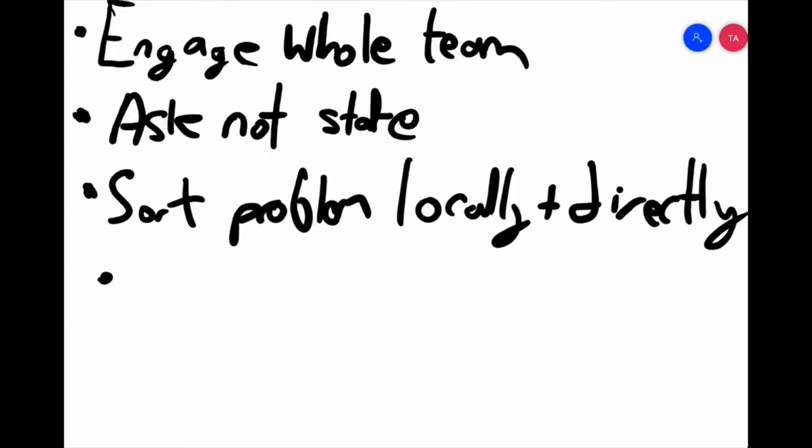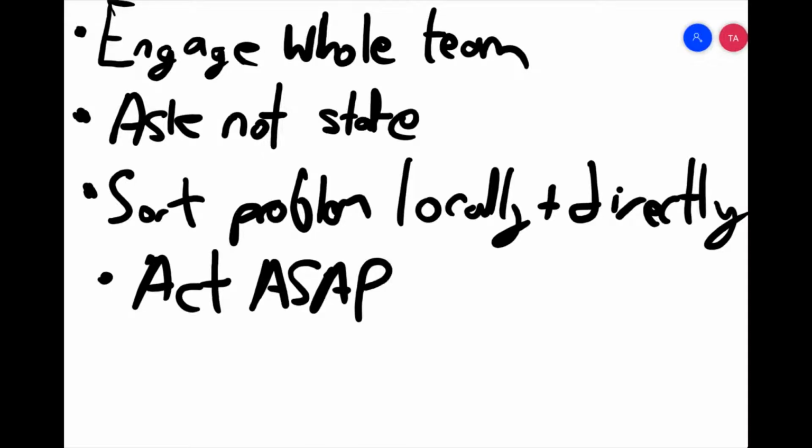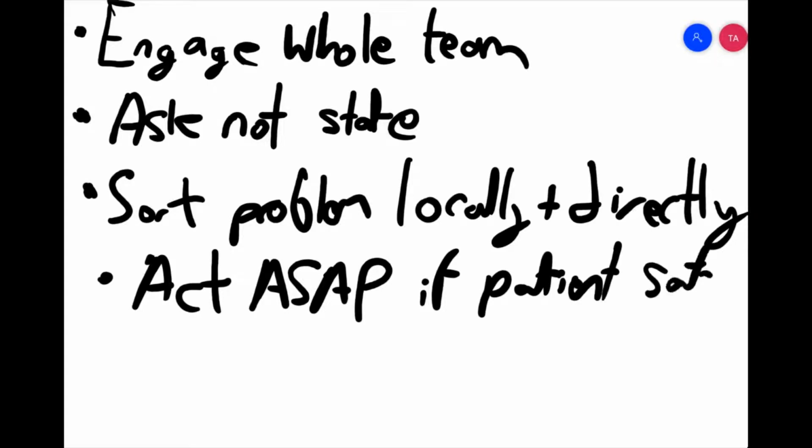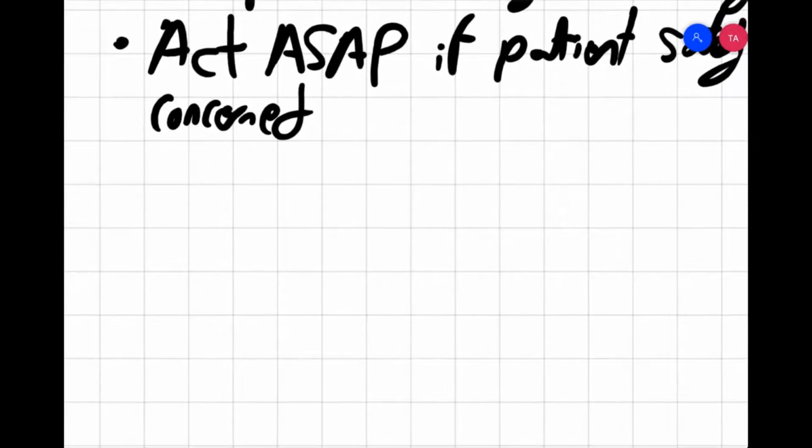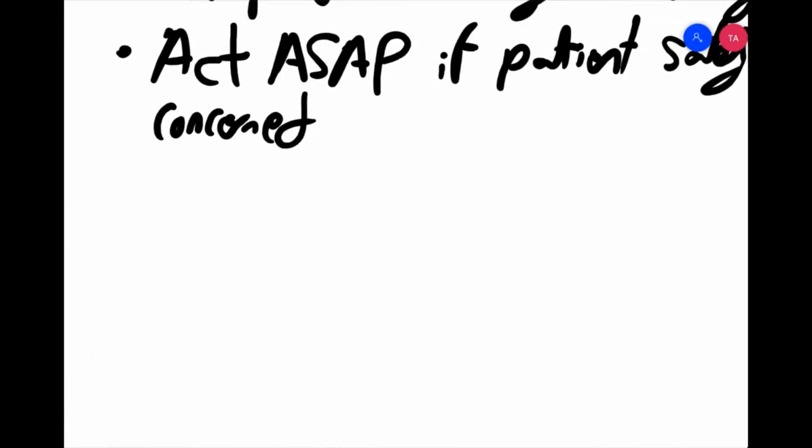Next, if patient safety is concerned or patient confidentiality is concerned, you should act as soon as possible. This is because, for example, if wrong medication is being prescribed, there is a chance that this could potentially harm the patient. Therefore, it is very important that you act as soon as possible to make sure that the patient isn't harmed.